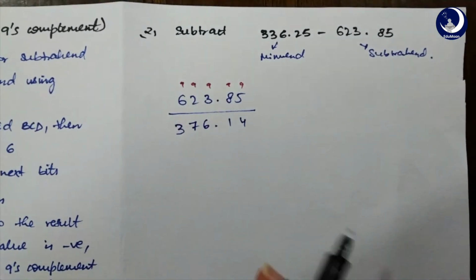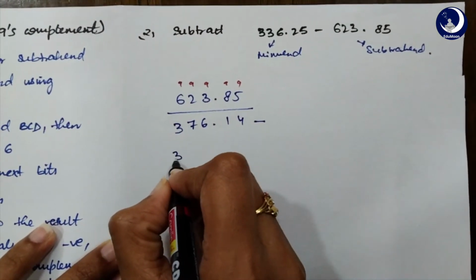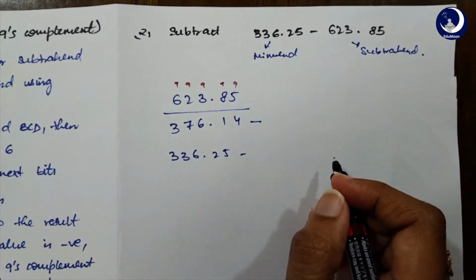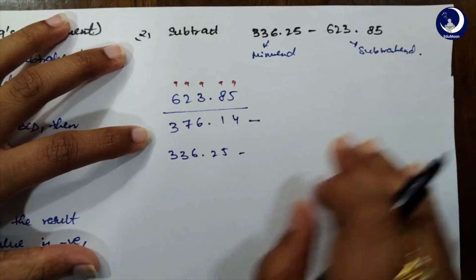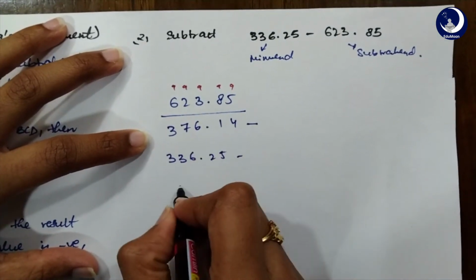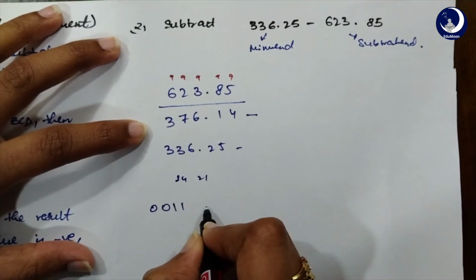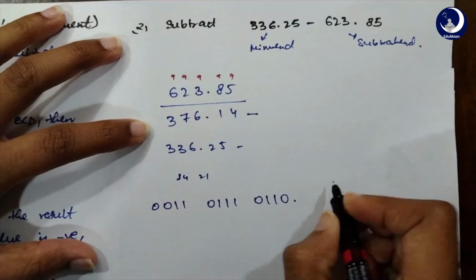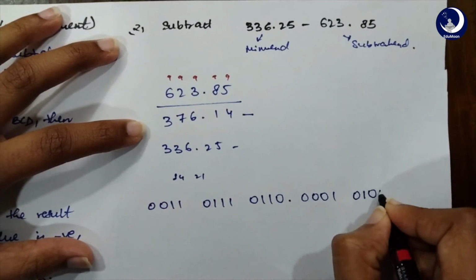Okay, now for this one, 376.14 and 336.25, we will be doing the normal BCD addition. For 376 places are not sufficient here, so I'm just writing it down. So 376, how do you represent those? You do like 0011, and for 7 it is 0111, 0110 dot. For 1, 0001. And for 4 you'll be doing it as 0100.